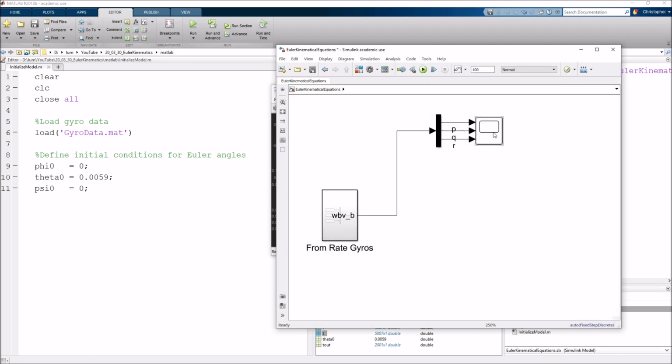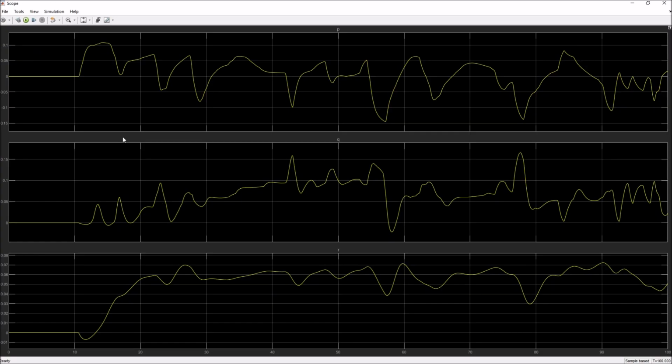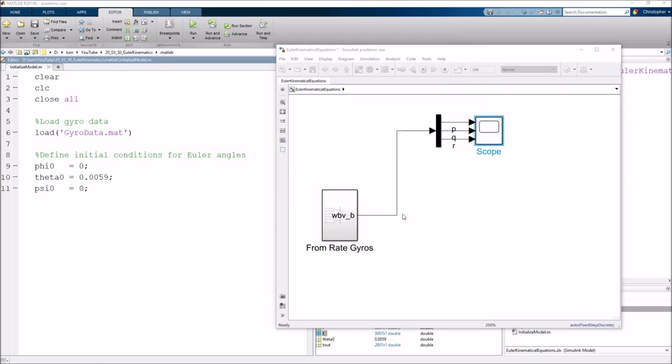So if I run this again and look at the scope data, here we go. Okay, so this is what the data is doing. Here's P, here's Q, here's R. And now what we want to do is use our scheme to figure out what the Euler angles are doing. In order to do that, we need to implement Euler's kinematical equations.